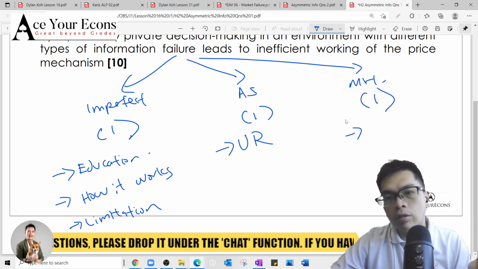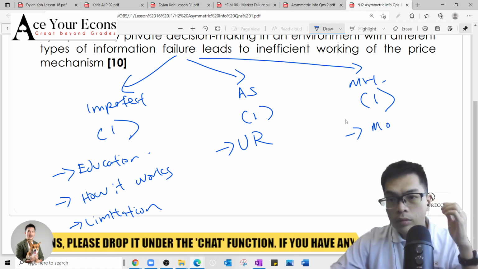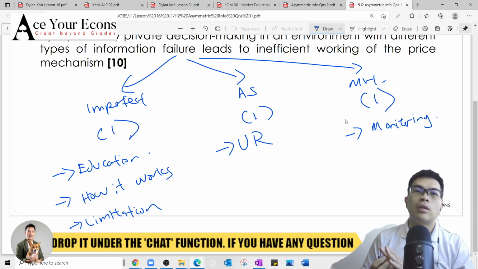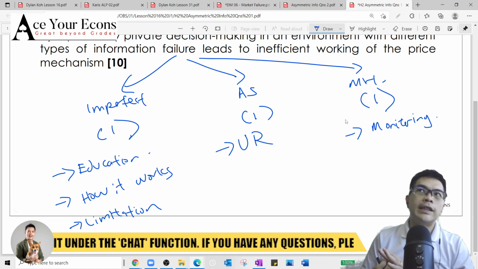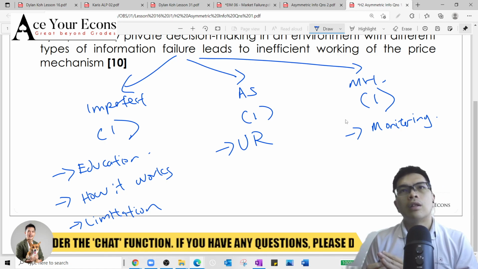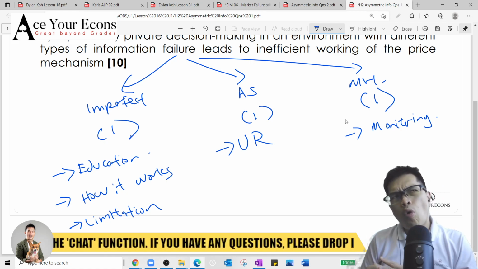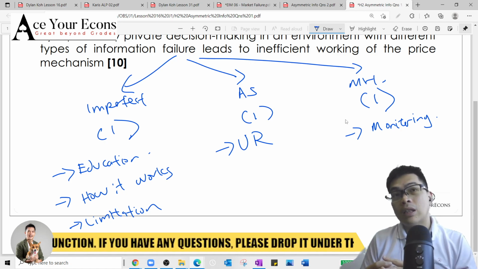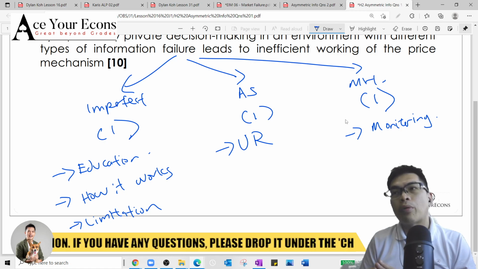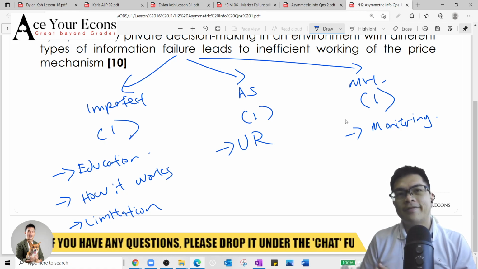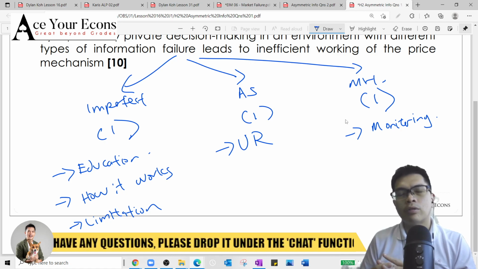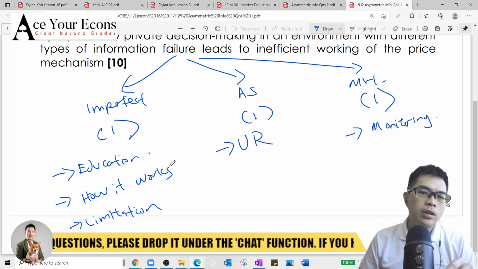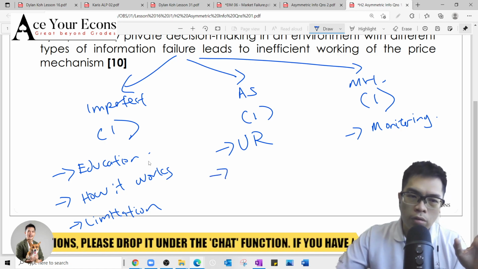If not, you can look at monitoring. Wait, co-payment is only considered a public solution if it's government insurance, right? Yes, you're right. But from what I know, the example that we used earlier on is more of a private insurer perspective. Yeah, I don't think that's a good example. Consider monitoring of risky behaviors.